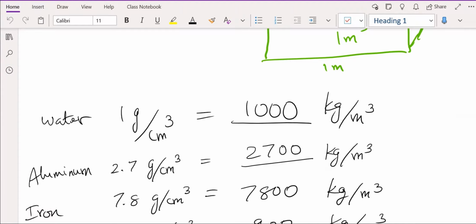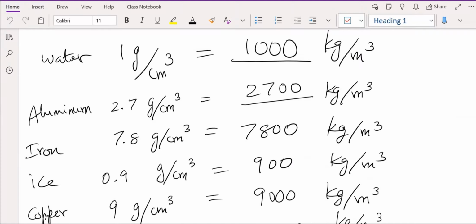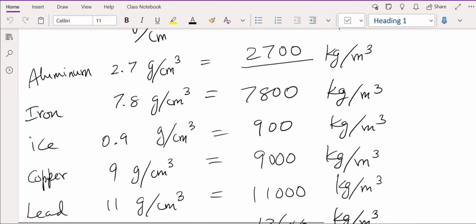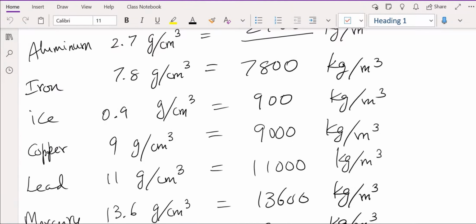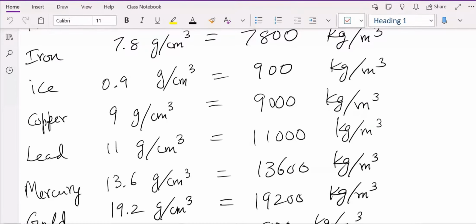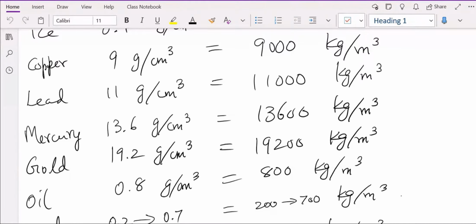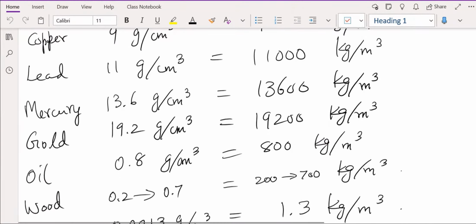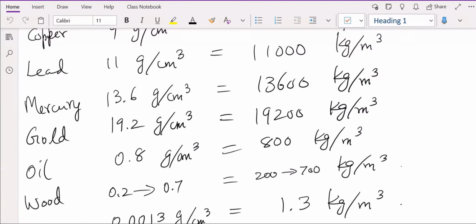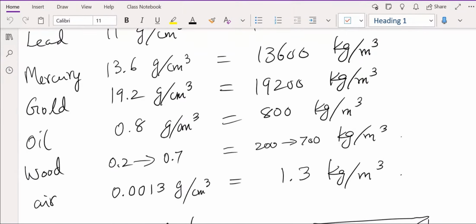Okay? And then we compared some of the densities of different substances just for comparison's sake. Aluminum is 2.7, iron is 7.8, is heavier. Ice is only 0.9, and copper is 9, it's heavy. Lead is more heavy. Mercury is very heavy, 13.6 gram per centimeter cube. Gold is 19.2 gram per centimeter cube. Oil is 0.8. It's because oil floats on water, so definitely it is less than 1. Is that clear?